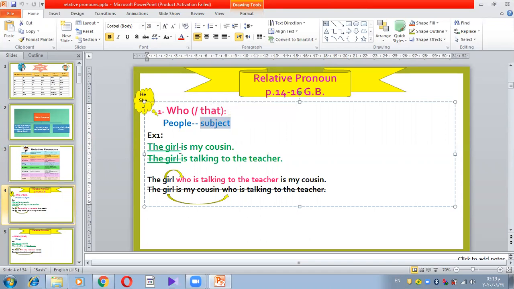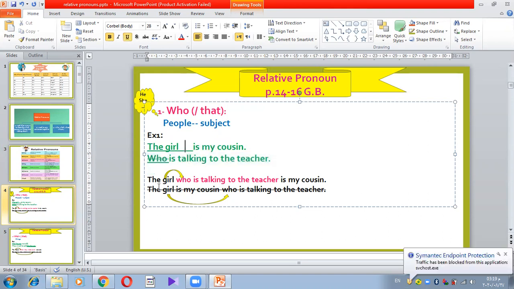Okay? So here, what's the word that is repeated? The word the girl is repeated. So I'm gonna remove the repeated word, which is the girl, and replace it with who. That's number 1. Who should be after the girl because it describes the girl. How can we put it after this? So we make a space between the subject and the verb in the first sentence, and then we take the second sentence and put it in this space. So the girl who is talking to the teacher is my cousin.